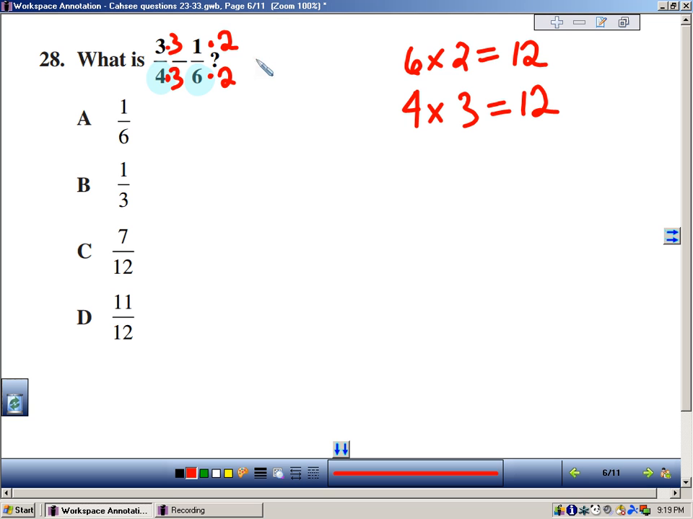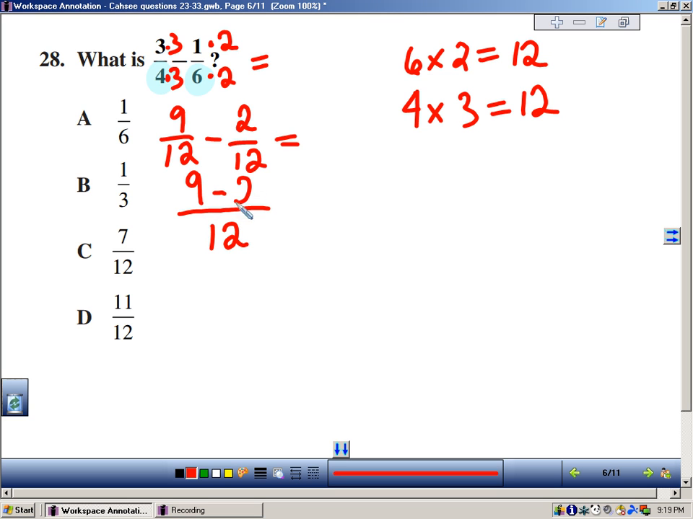Rewriting this, we end up with 9 over 12 minus 2 over 12. And there it is. We've got the common denominator. So I know that my answer is going to have one single denominator of 12. And I'm going to subtract the numerators, 9 and 2. 9 minus 2 is 7 over 12. That is the solution. That's your C. It's reduced, by the way.